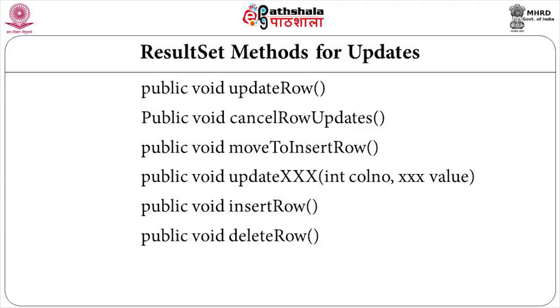So this will make changes only in the buffer of the current row. The table is not going to be updated by calling update xxx. Update xxx only makes changes in the buffer of the current row. Once the changes are done, you have a method called updateRow, which will then put the values from the buffer into the table.